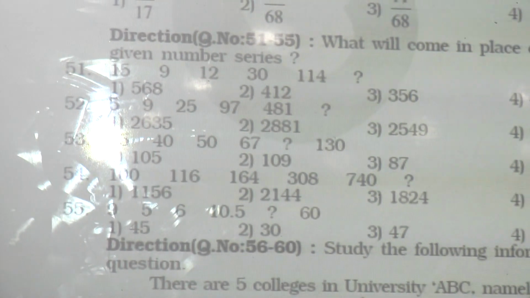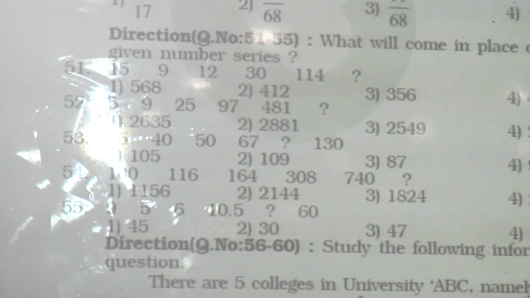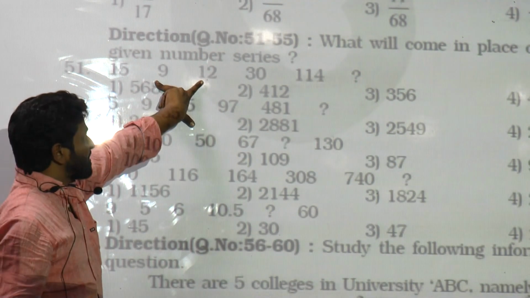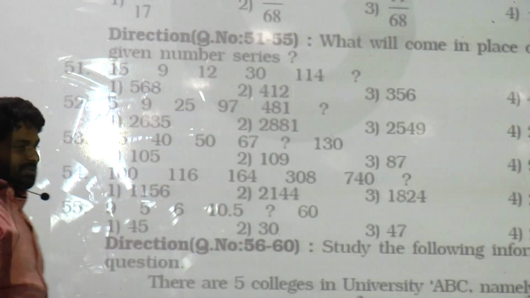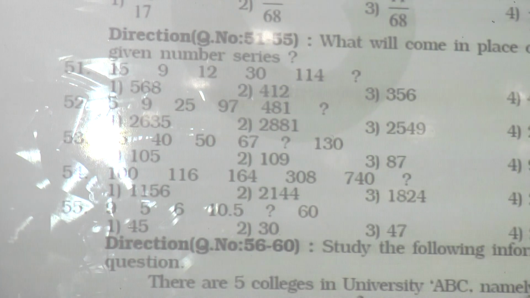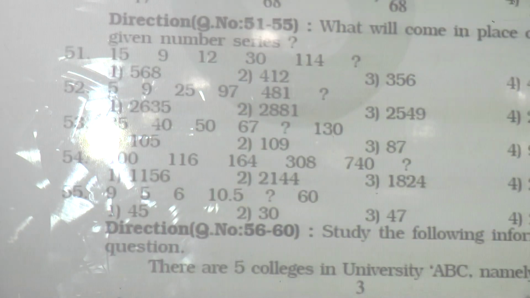Next, 51 to 55. 50 into 1 minus 6, into 2 minus 6, into 3 minus 6, into 4 minus 6, into 5 minus 6. Next. That's it. Next, 56 to 60. You want? Yes or no?